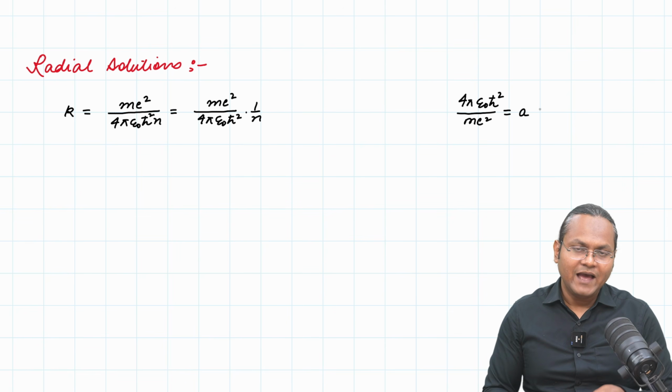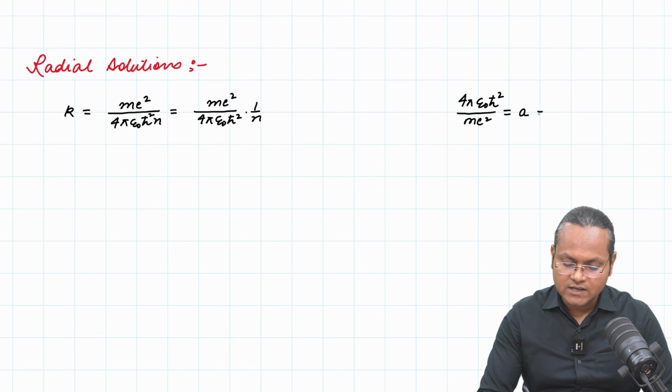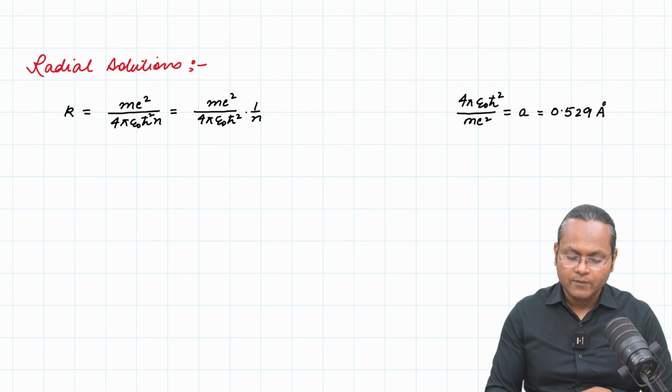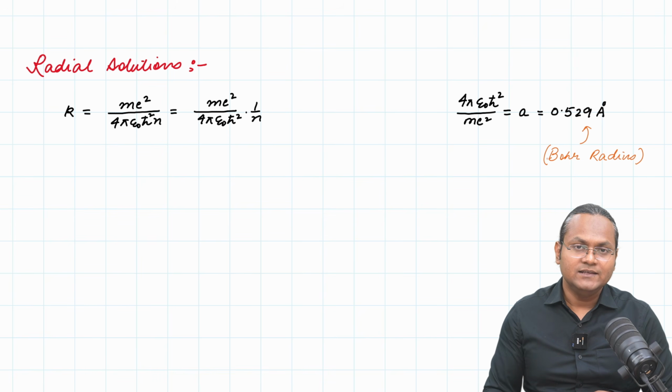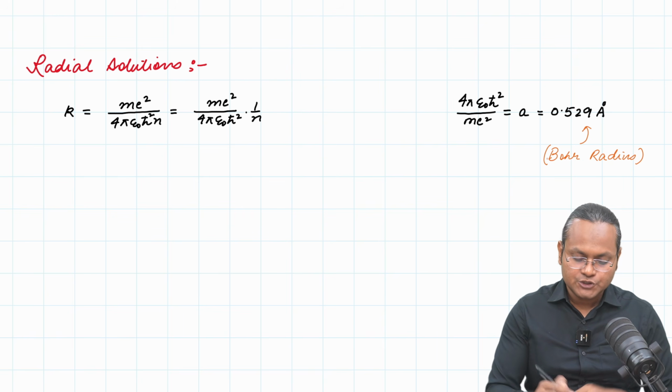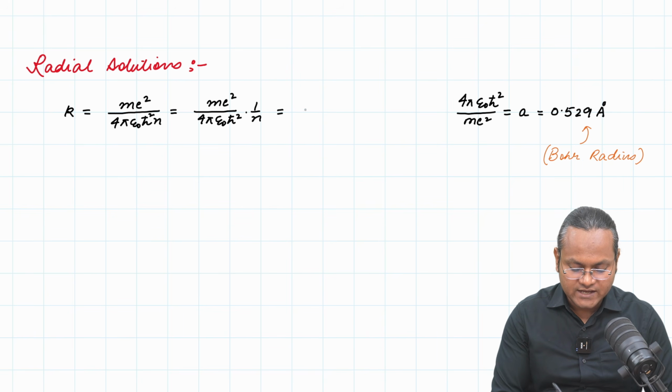And if I plug in the value of all these constants, it turns out to be 0.529 angstroms, with a unit of distance. As it turns out, this is nothing but the Bohr radius. Later on, if you're interested in further calculations, we will find that the most probable distance for the ground state turns out to be exactly this particular value. But for the time being, I'll just keep it here as the constant a. So this becomes 1 upon an.